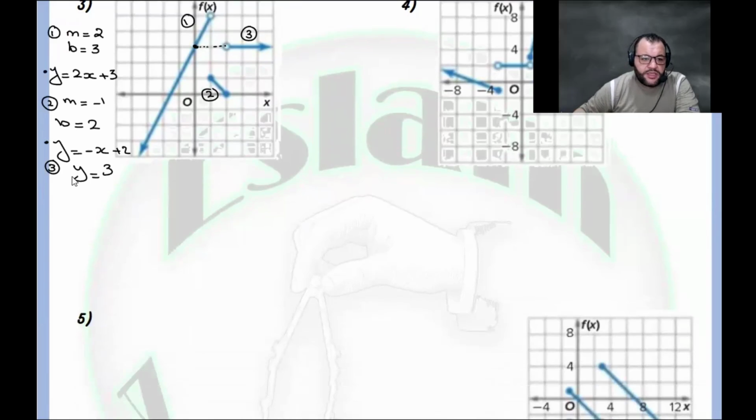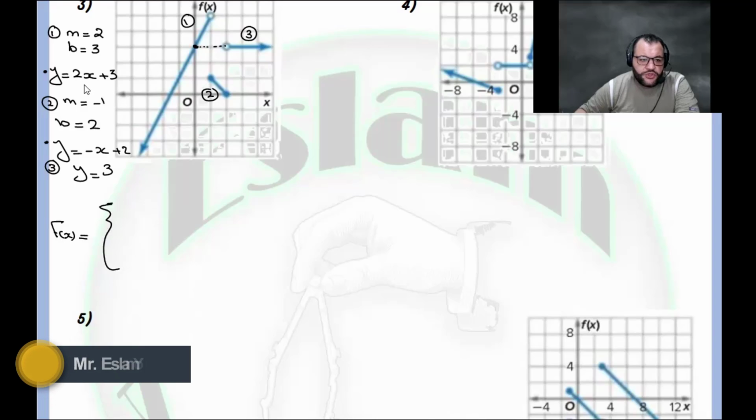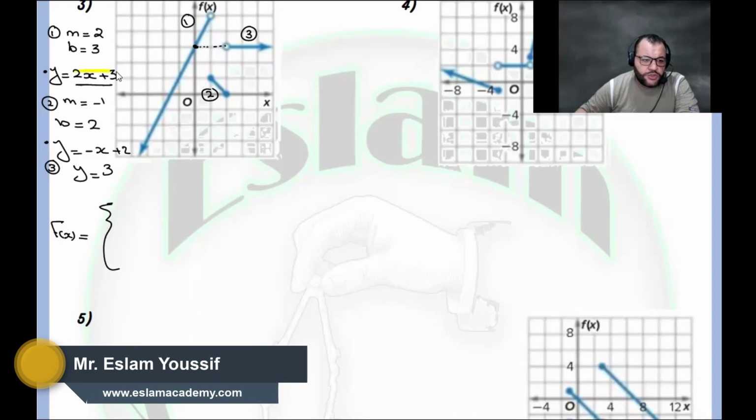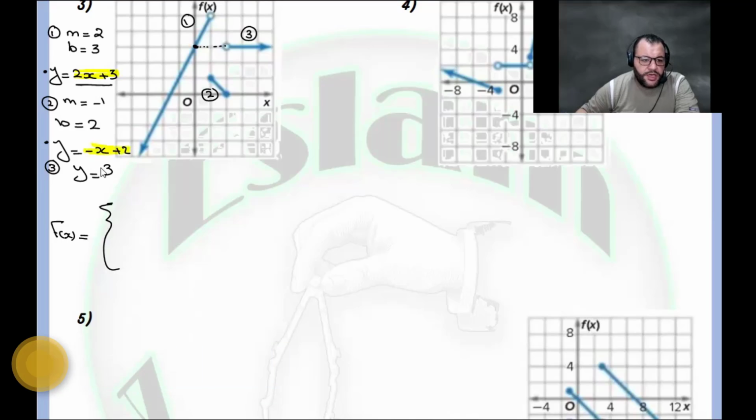So how can we write the piecewise function? All we have to do is write f of x equals, then open the braces. The first function that we have, I just take the part without y, then the second one, and the third one. So I will write 2x plus 3, the second, -x plus 2, and the third is 3. But for the first one, is it bounded or unbounded?